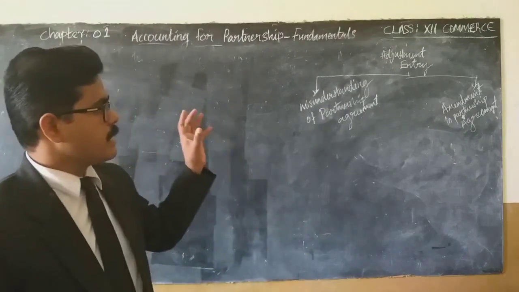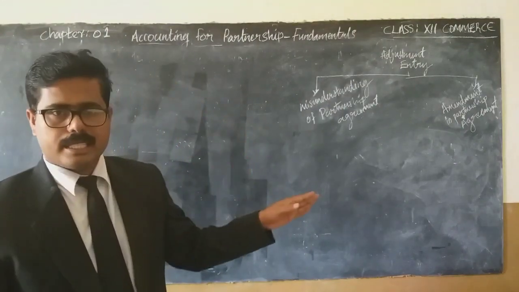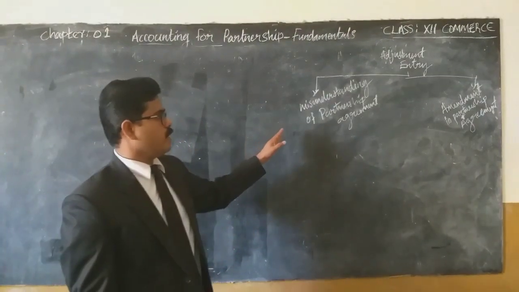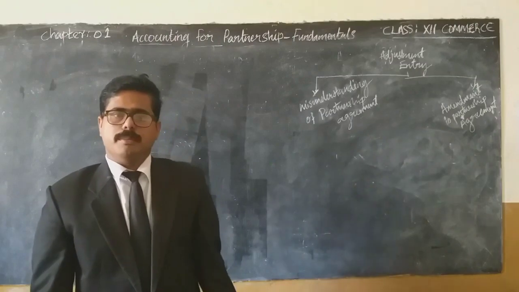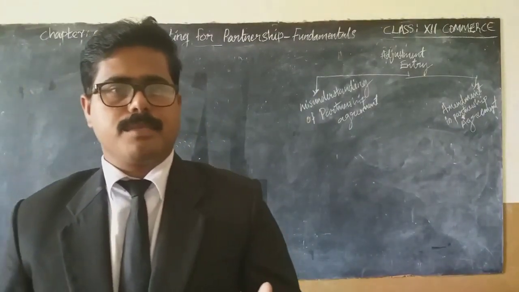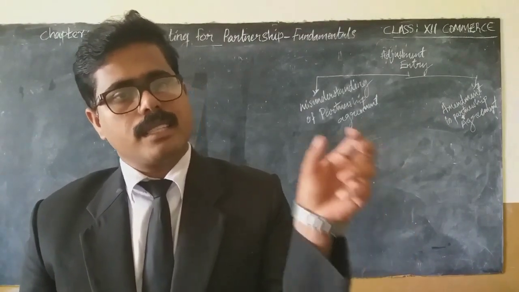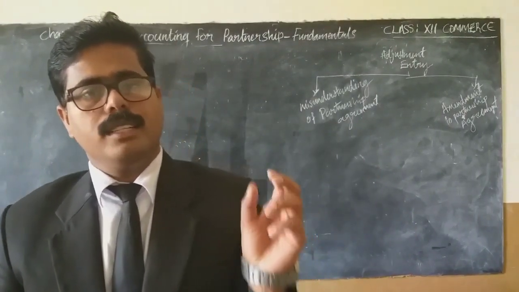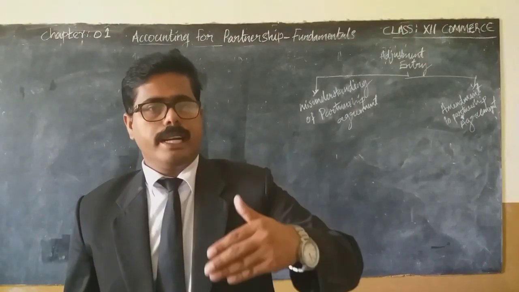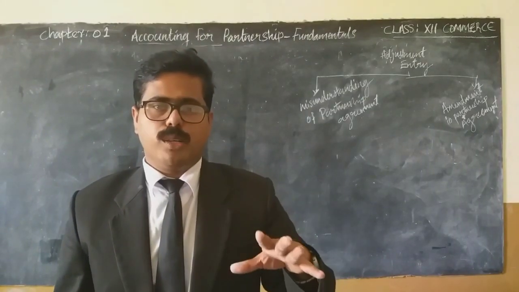Understand? This adjustment entry is required mainly in two cases. What are the two cases? The first one is misunderstanding of partnership agreement. Misunderstanding of partnership agreement means some items are wrongly treated. Wrongly treated means, for example, interest on capital is given in the partnership agreement as 6%, but we have provided 8% or 10%. That means wrong treatment of items.